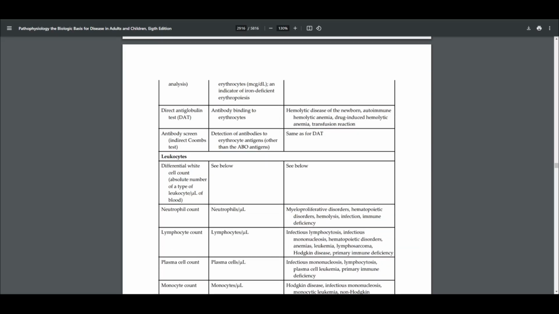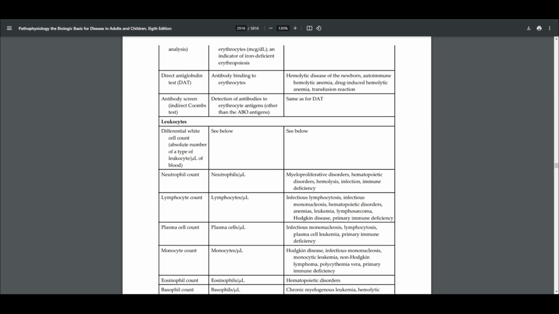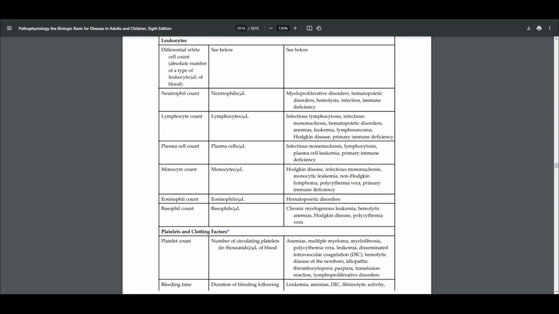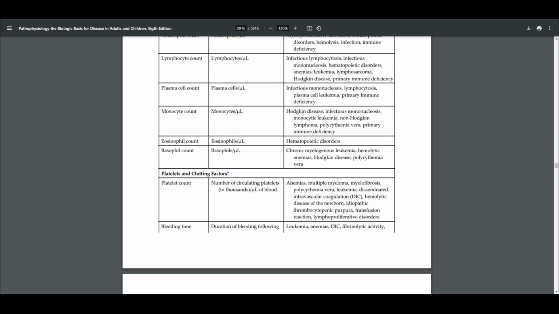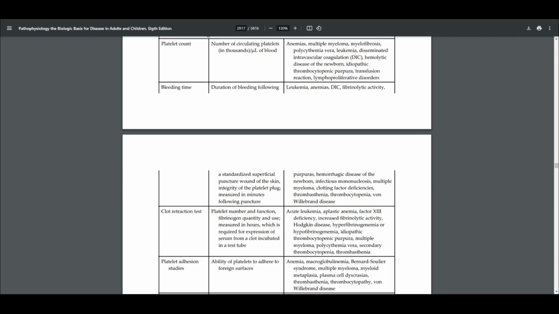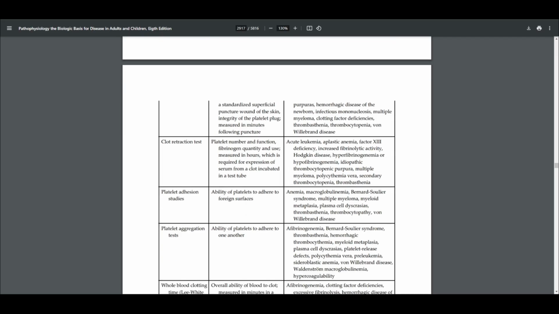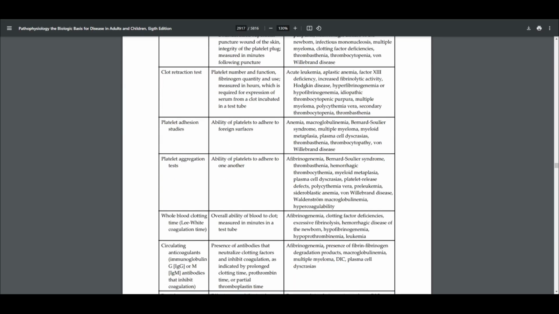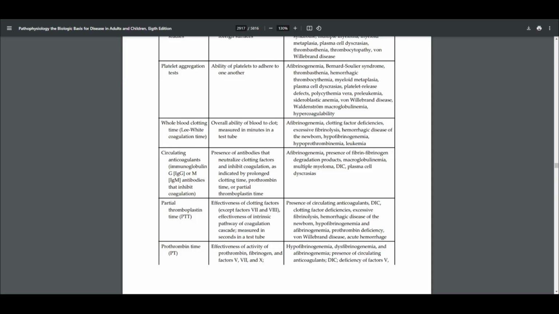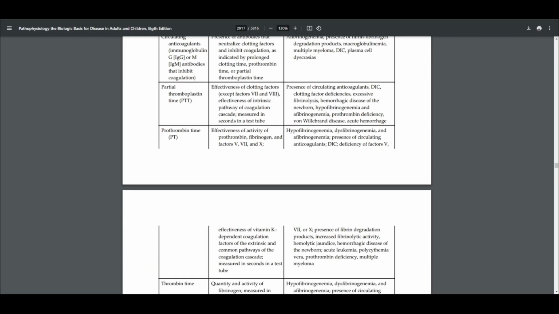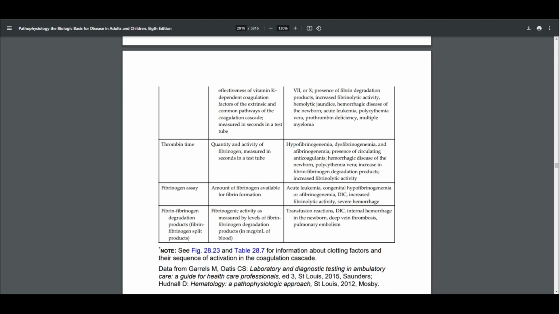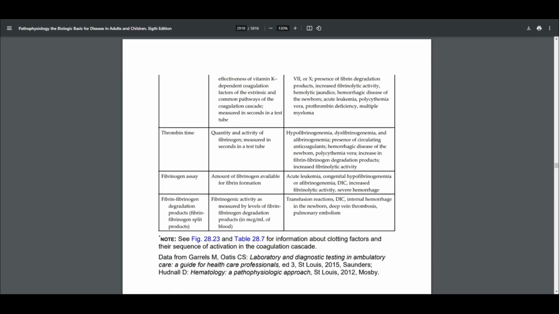and then your leukocytes, your differential white blood cell count, your neutrophil, lymphocyte, plasma cell, monocyte, eosinophil, basophil counts, and your platelet and clotting factors. So platelet count, bleeding time, your clot retraction time or test, platelet adhesion studies, platelet aggregation tests, your whole blood clotting time, circulating anticoagulants, and then the classics, the PTT and PT. And I think at this point there'll even be an anti-10A, thrombin time, fibrinogen assay, and fibrin-fibrinogen degradation products.